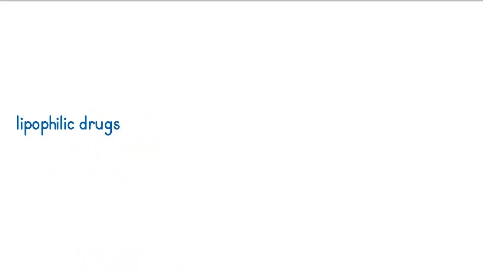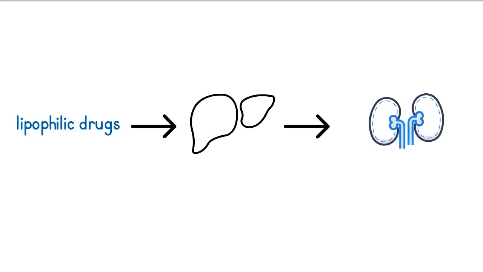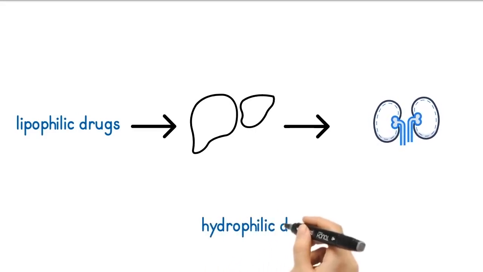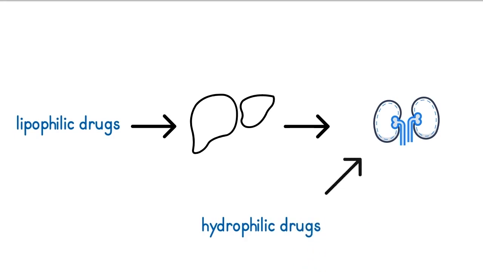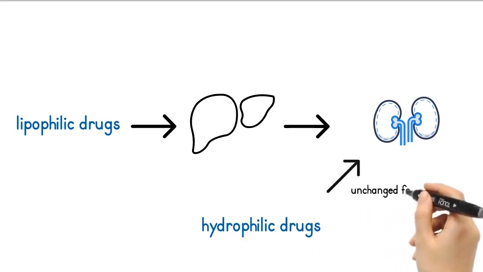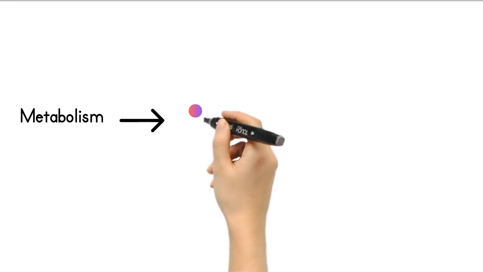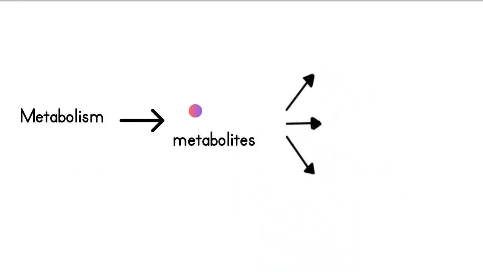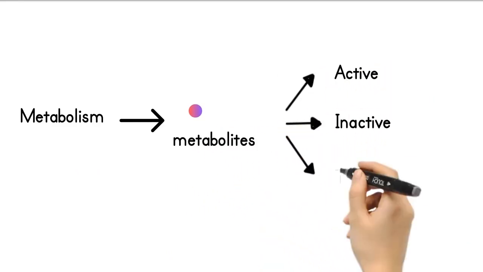Lipophilic drugs are involved in hepatic metabolism and the metabolites are eliminated via the kidney, while hydrophilic drugs involve minimal hepatic metabolism and are usually eliminated in unchanged form. The resulting byproducts of metabolism are called metabolites. They can be active, inactive or toxic.